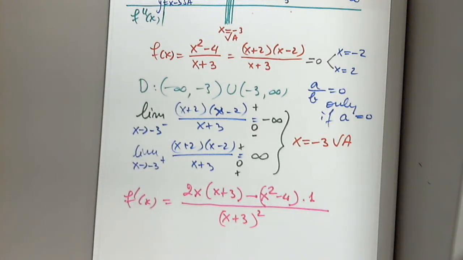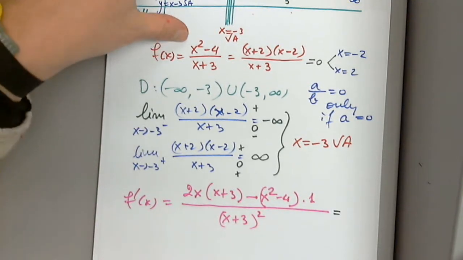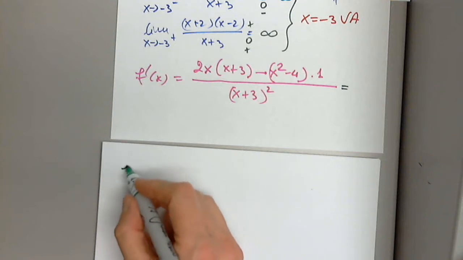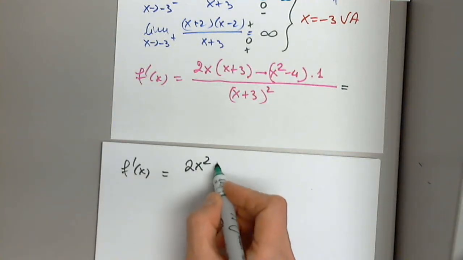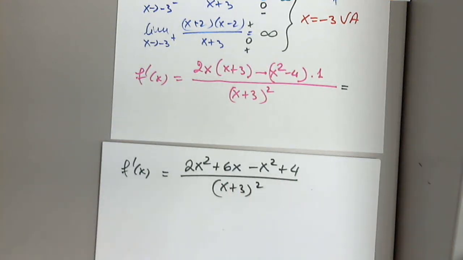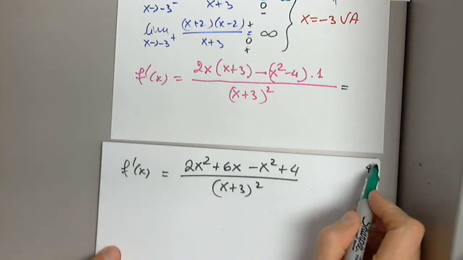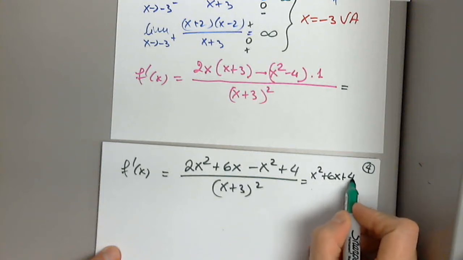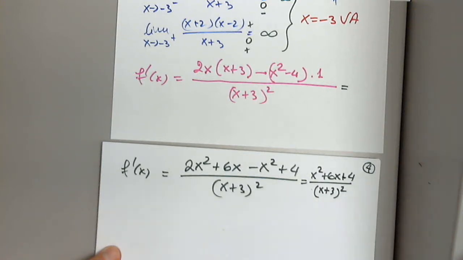So let me caution you. If you make the error to simplify this x plus 3 with an x plus 3 from here, everything will collapse moving forward. Because this is part of a term, and this is a factor. We can only simplify factors. Please. Okay, then. So now let's continue simplifying it. So f prime of x equals 2x squared plus 6x minus x squared plus 4 over x plus 3 squared. I had to distribute 2x and distribute negative 1. And I will simplify to x squared plus 6x plus 4 divided by x plus 3 squared.